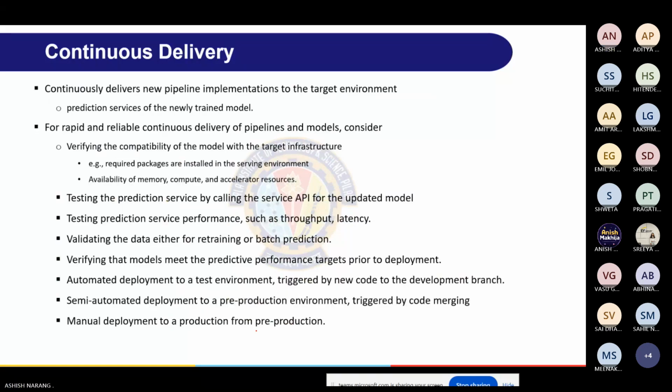Delivery, deliver the new pipeline implementations to the target environment. Prediction services of the newly trained model. Rapid and reliable continuous delivery of the pipeline and models, right?